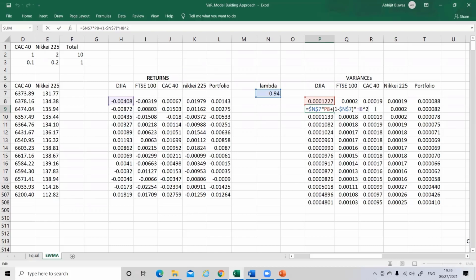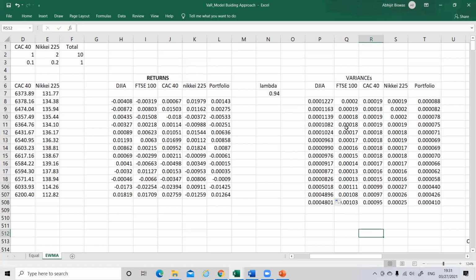Formula will be lambda multiplied by previous day's variance plus 1 minus lambda into previous day's return square. That is exactly what I have done. Don't forget to give absolute reference for the lambda number, because the same lambda number you will have to use for all the calculations, right? So use this formula. Once this is done, then you can drag it. So I can just drag it till this.